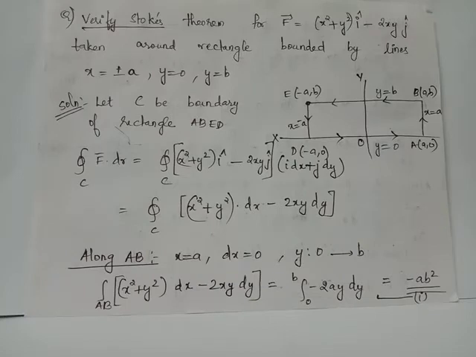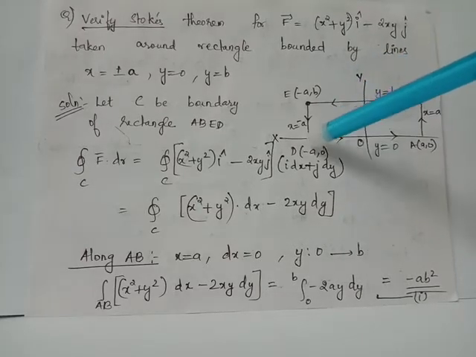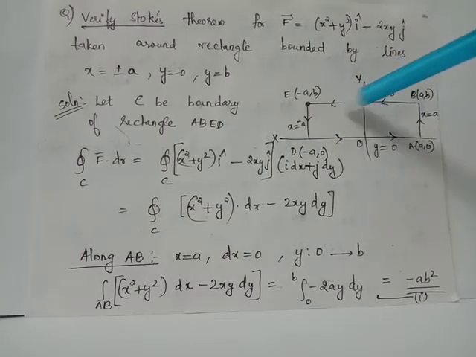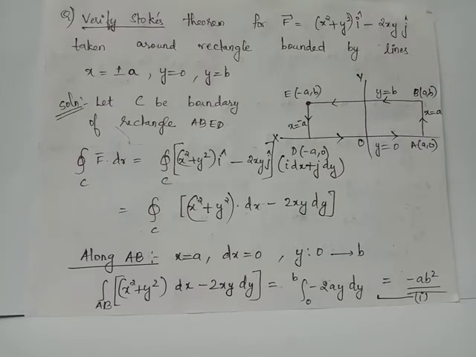Verify Stokes theorem for a vector field f bar equals (x square plus y square) i minus 2xy j taken around a rectangle bounded by lines x equals minus a, x equals positive a, y equals 0 and y equals b. This is the rectangle whose boundary is considered as the closed curve C.